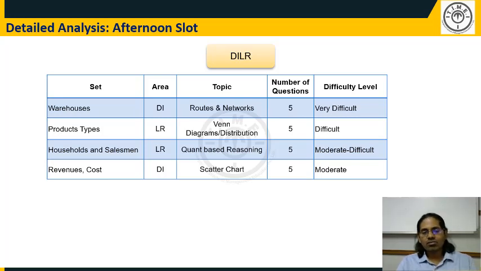Now, given the length of all the sets in this section, it is almost as if each of these sets is a mini RC passage. It had so much description. For example, the household salesman one or the warehouses one, they all had so much description, and to understand all of that would have been mentally draining. And that is one of the major challenges in this section.